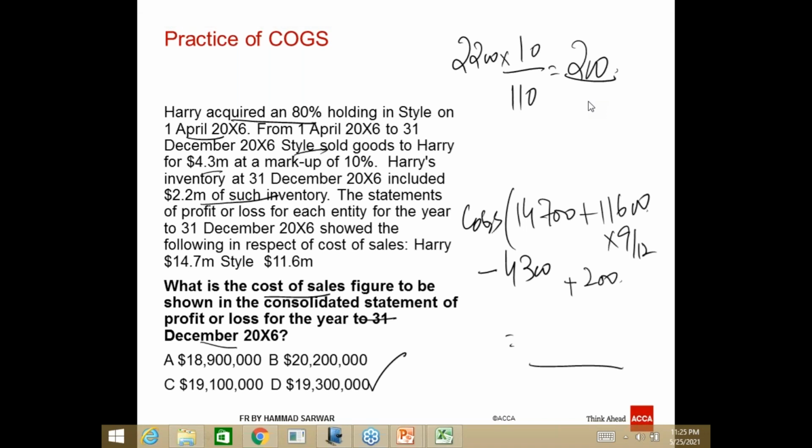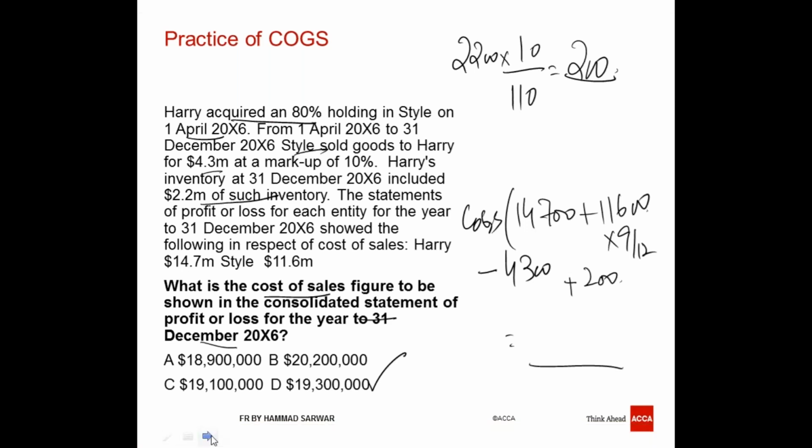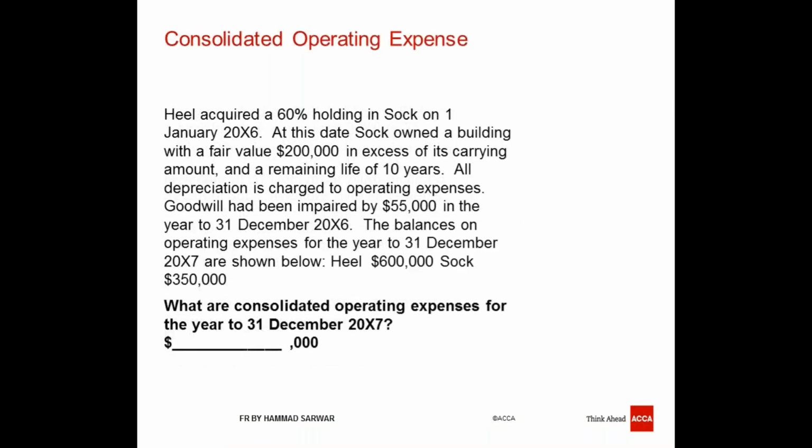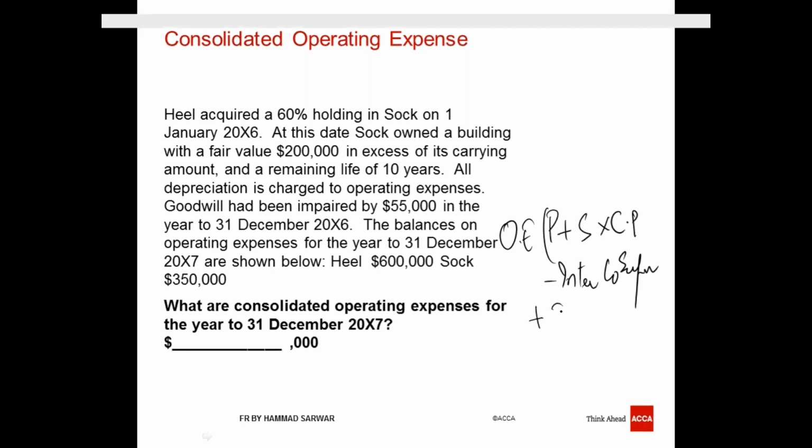Why did you change the sign of sales and cost of goods sold? Okay, actually it was deducted. That's why I did that. That's okay. Consolidated operating expenses. The mechanism is simple: parent plus subsidiary into controlling period if the time period is less than 12 months, minus intercompany expenses, plus if there is some impairment loss, then it should also be included in the expenses side. So all of you are required to solve this question.